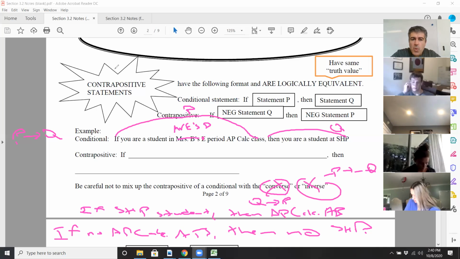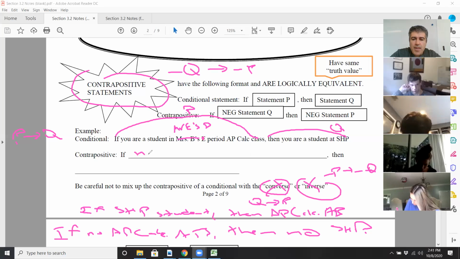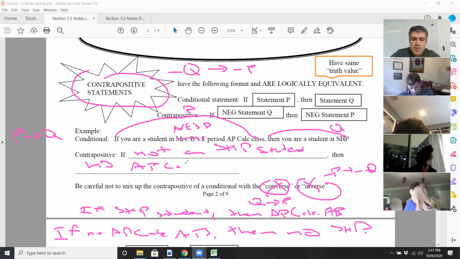However, what is true is a contrapositive statement. The contrapositive statement is when you reverse and negate. So negative Q leads to negative P. That's logically equivalent to the original statement. So the contrapositive of this would be, if not an SHP student, then no AP Calculus AB.